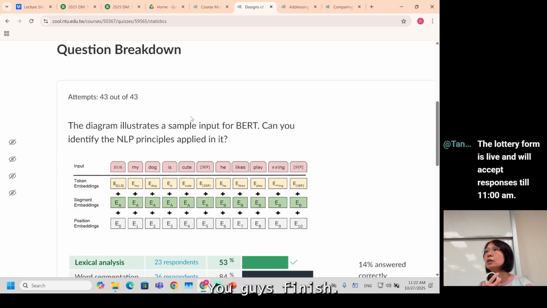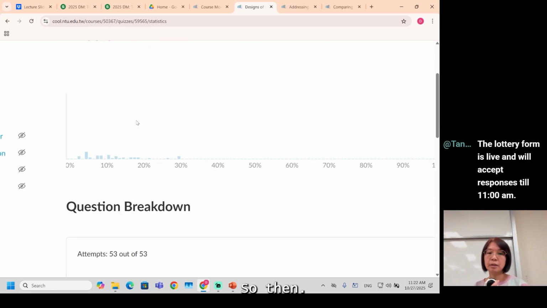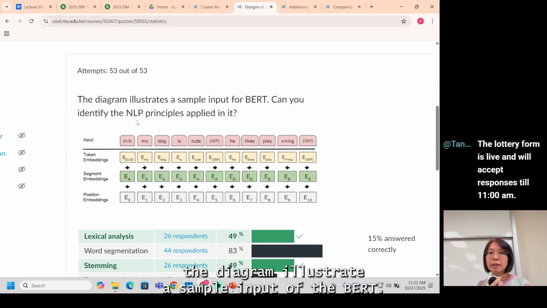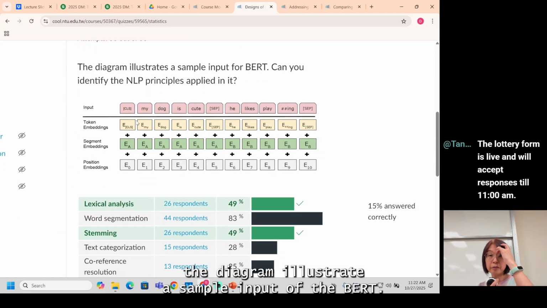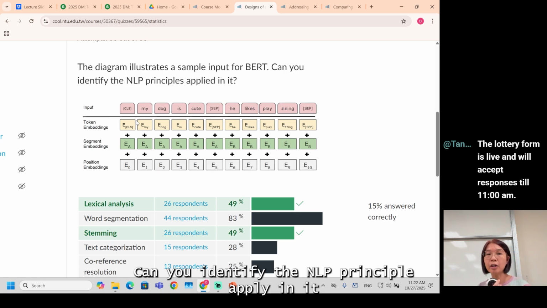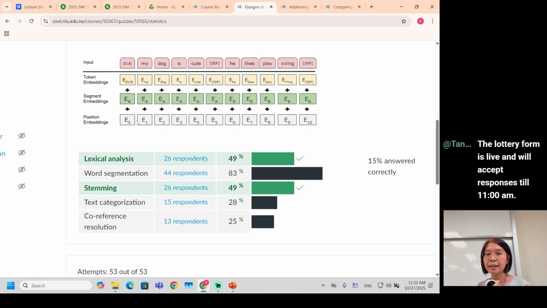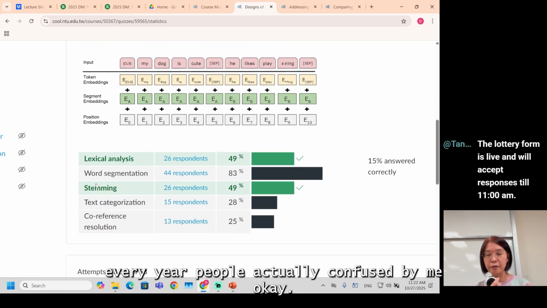Test finished? Okay, so then let's see. The diagram illustrates a simple input of the BERT. Can you identify the NLP principle applied in it? Every year people were actually confused by this.